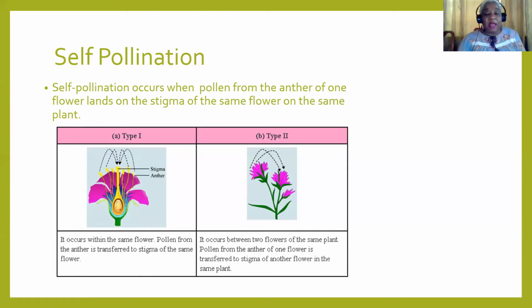Now, if you have self-pollination, they're going to be in the same genetic family. They're going to have the same genes. And so the offspring will be really close to the parents. And that might cause a problem in the long run. But we'll get to that.